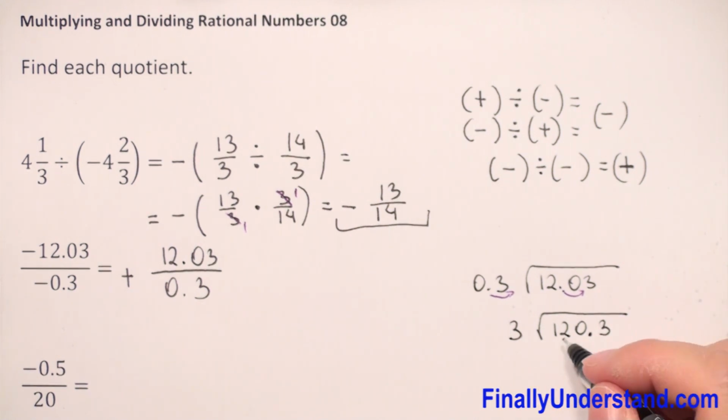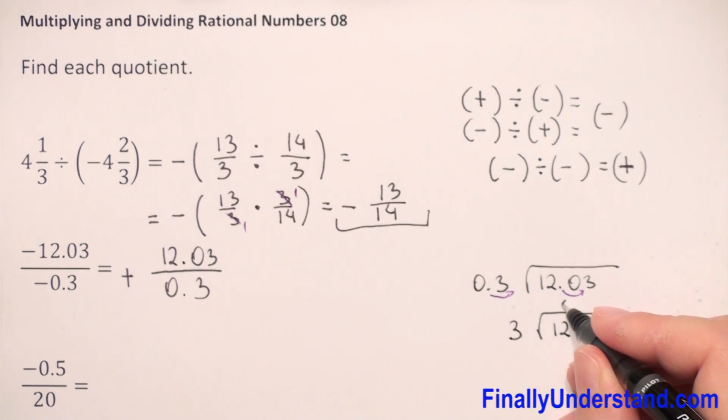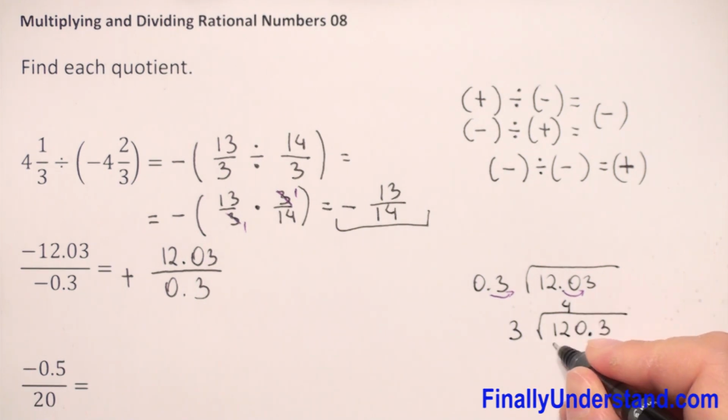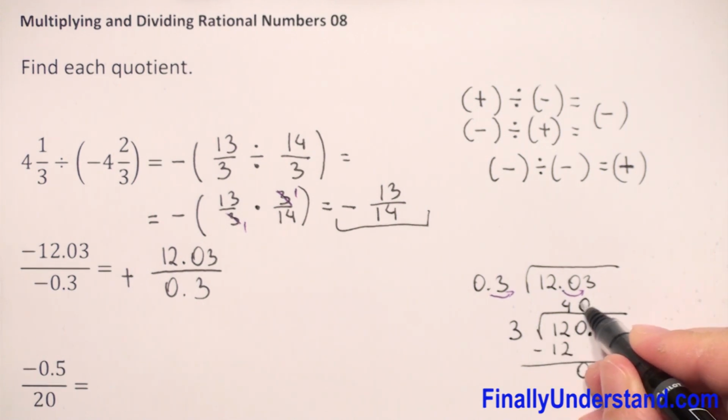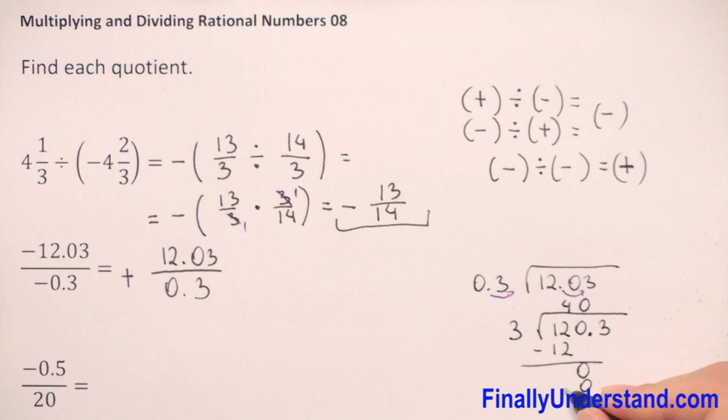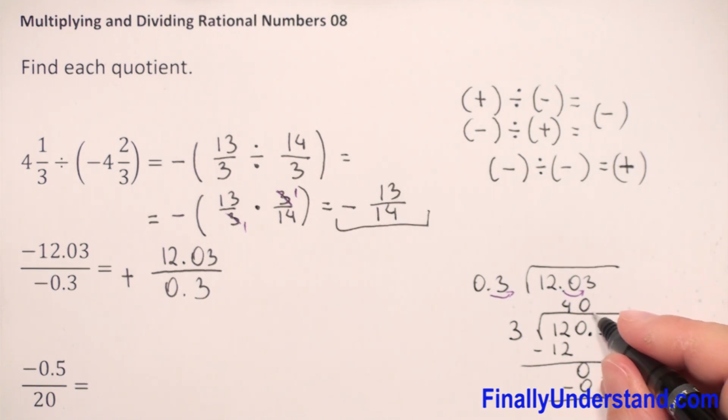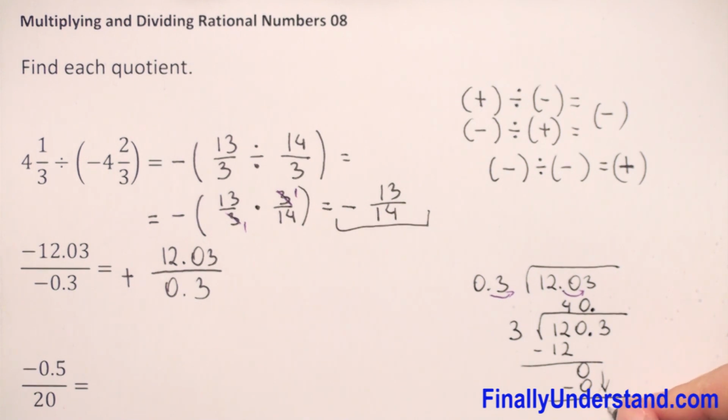How many times we can put 3 to 12? 4 times. 4 times 3 is 12. Subtraction will be 0. We don't have to write. Now we have 0. 0 divided by 3 is 0. 0 times 3 is 0. Subtraction. We have to take up decimal point and take down next digit. So we have 3 divided by 3 is 1. 1 times 3 is 3. Subtraction. We finish long division.